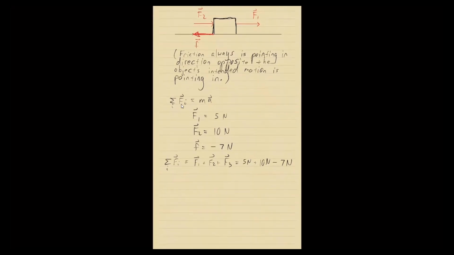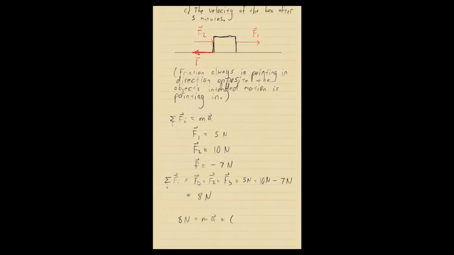So on the left-hand side of this equation, we have the sum of our forces, which is equal to 5 plus 10, which is 15, minus 7 newtons. So the sum of our forces is 8 newtons. But the fact that this is positive indicates that the net force points to the right. So this is going to be equal to our mass, the mass of our box, times the net acceleration of our box.